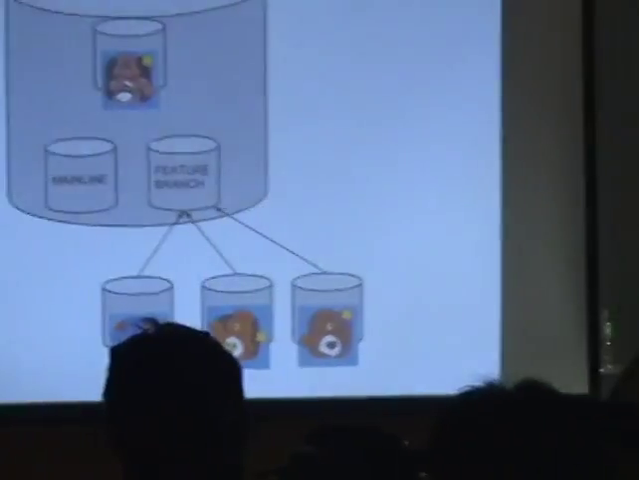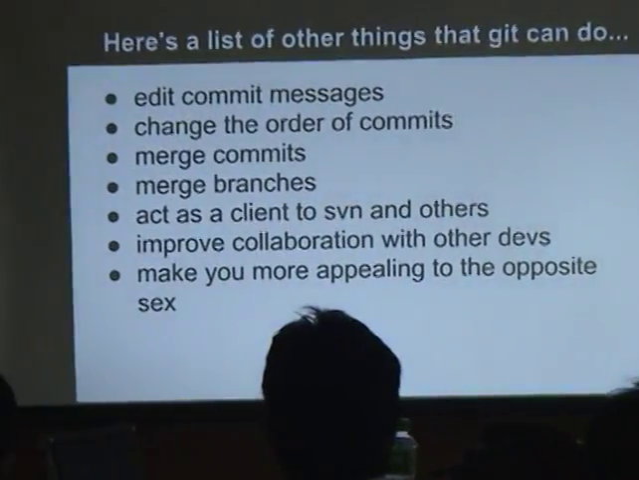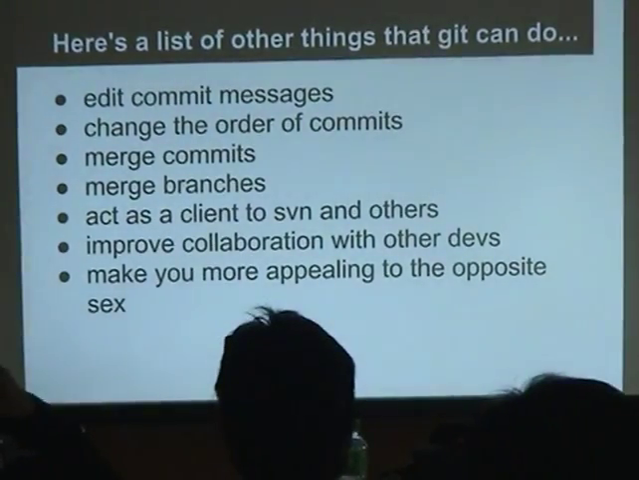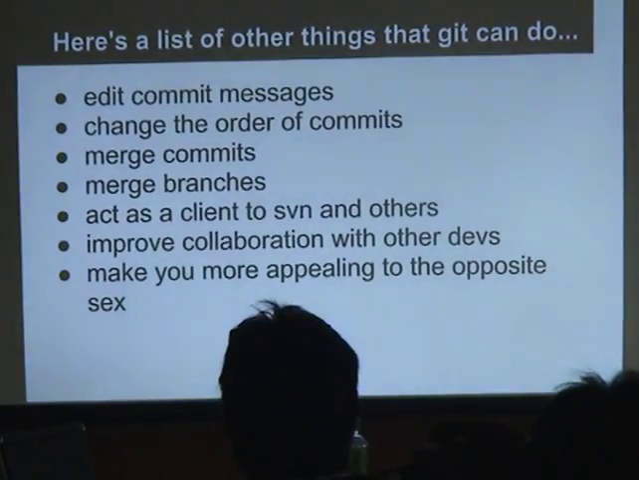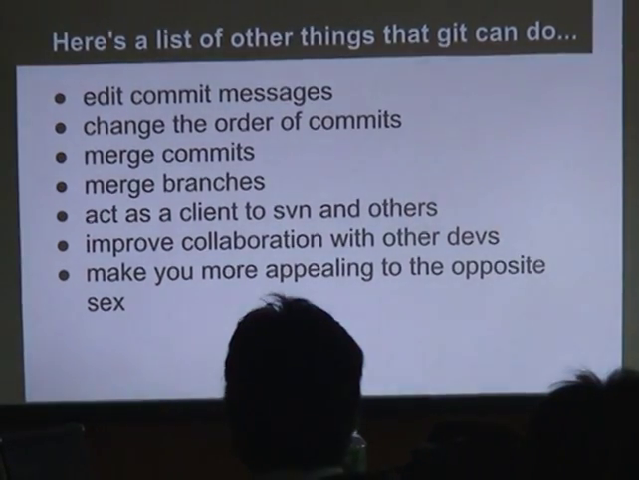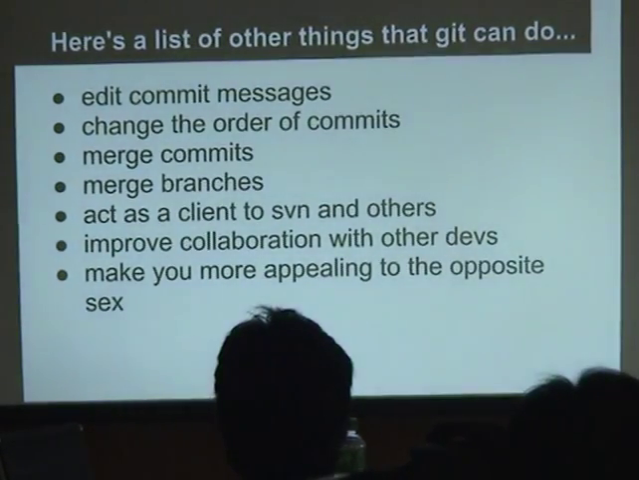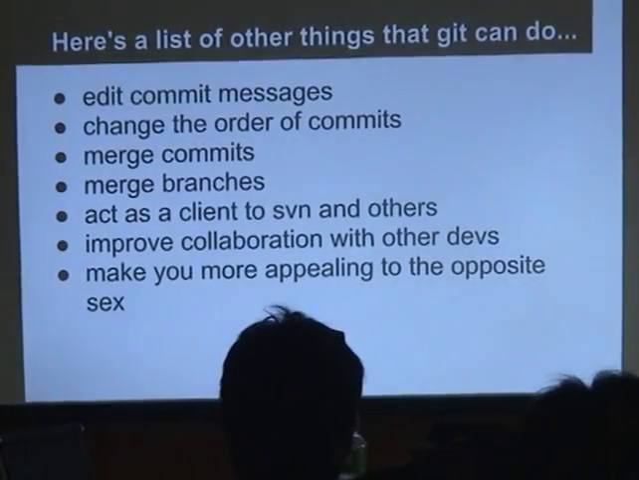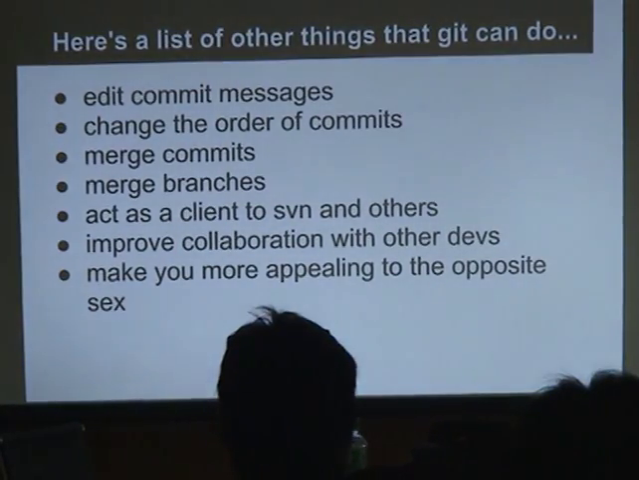So I forgot why this is there. So here's a list of other things that Git can do, but since we're time constrained, I'm just going to skip over it. So you can edit commit messages. In SVN, you can't do that. Change the order of the commits. In SVN, you can't do that. You can merge commits. Like let's say you've been working on 5 commits. When you push it to the official repo, you just want it to be 1 commit. You can also do that. In SVN, you can't do that. You can merge branches.